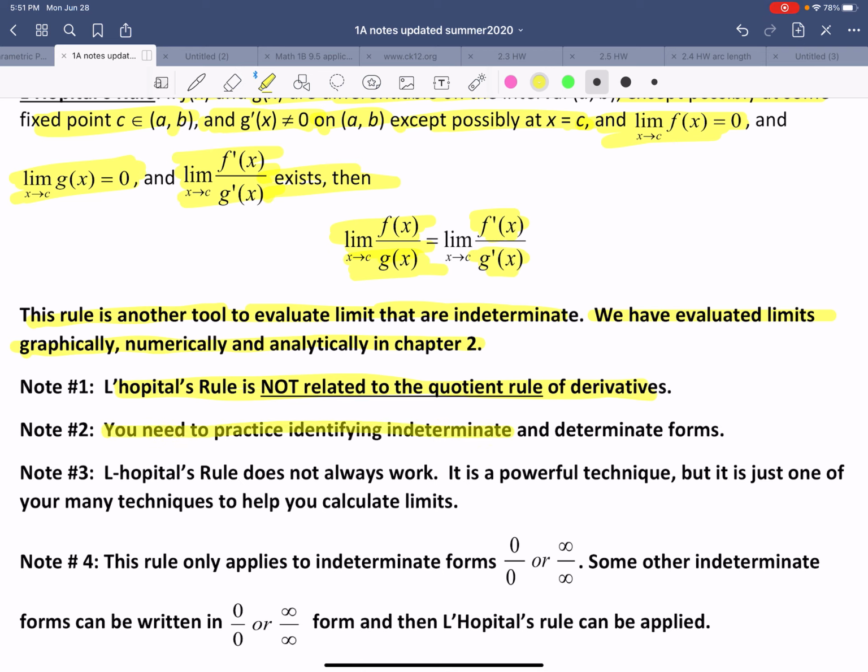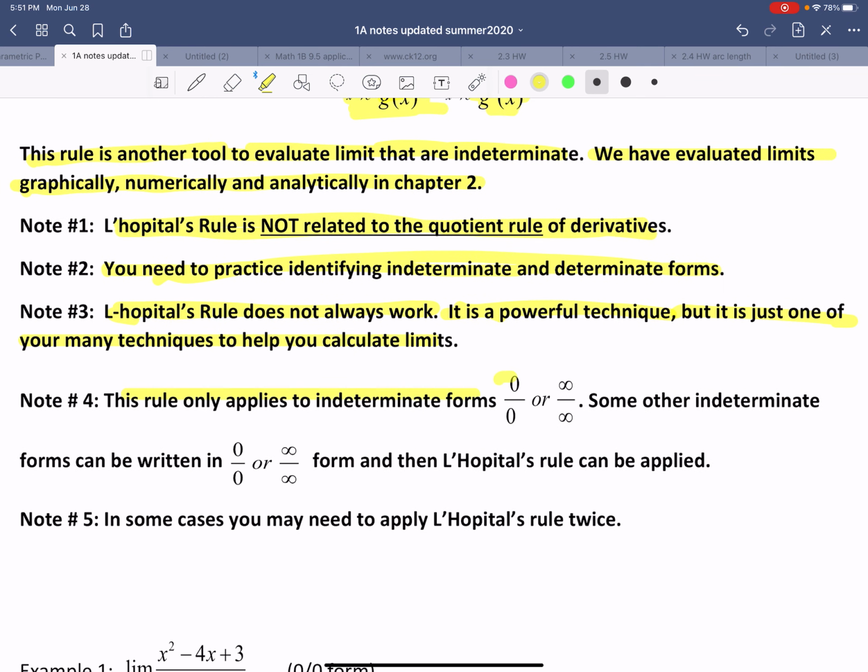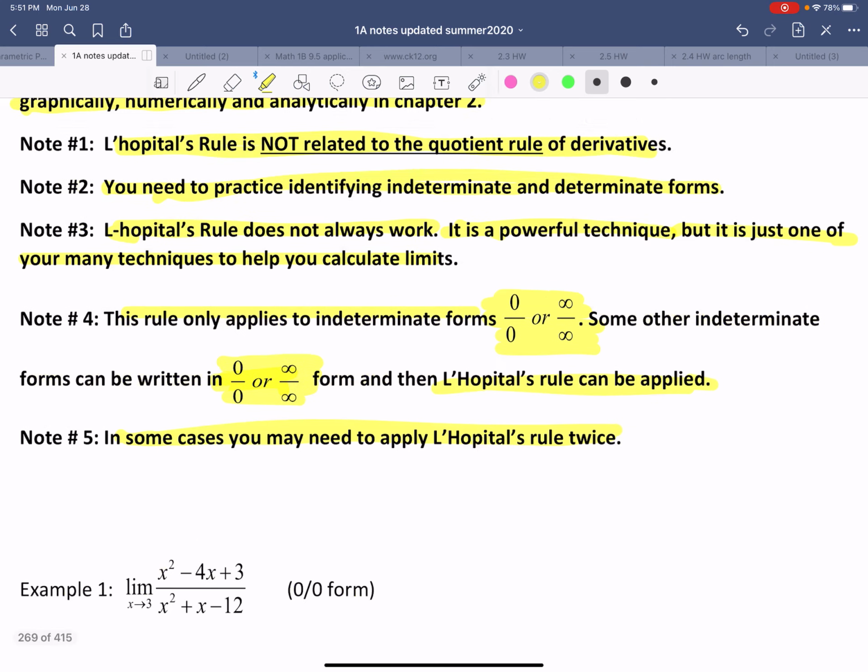You need to practice identifying indeterminate and determinate forms. L'Hopital's rule does not always work. It's a powerful technique, but it's just one of the many techniques that will help you calculate the limits. The rule only applies to 0 over 0 or infinity over infinity, or if you can express your problem in the 0 over 0 form or infinity over infinity form, then we can use L'Hopital's rule. In some cases, we can apply L'Hopital's rule twice, 3 times, 4 times, as many times as we want to, as long as we keep getting 0 over 0 or infinity over infinity.